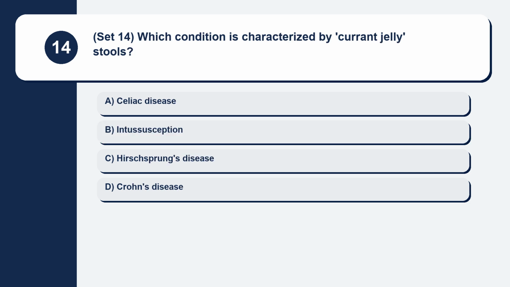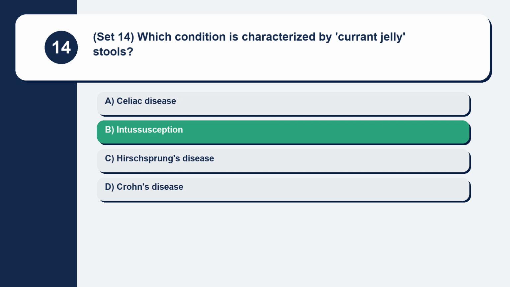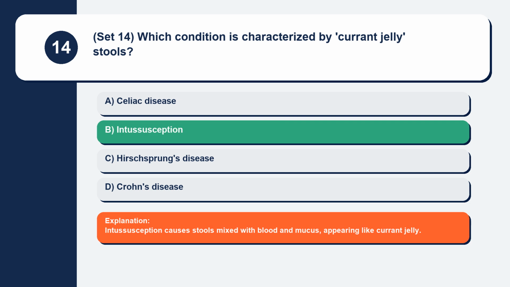Question 14, Set 14. Which condition is characterized by currant jelly stools? Celiac disease, intussusception, Hirschsprung's disease, Crohn's disease. Intussusception causes stools mixed with blood and mucus, appearing like currant jelly.